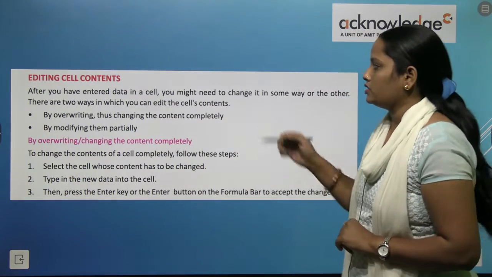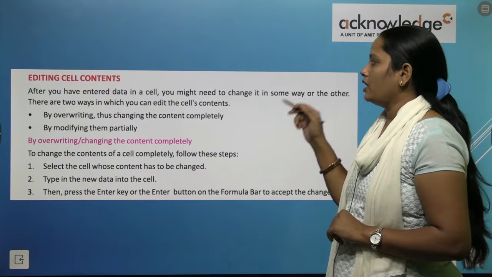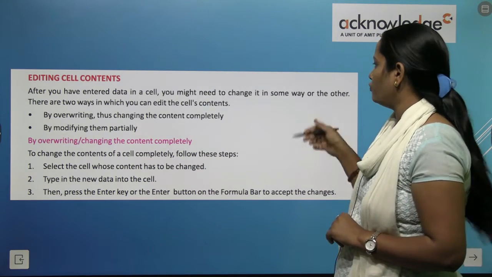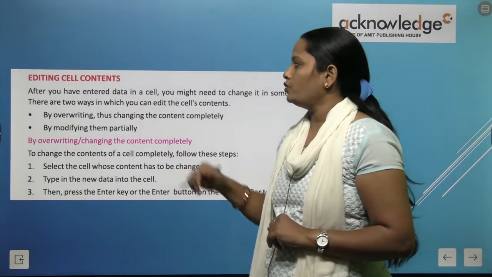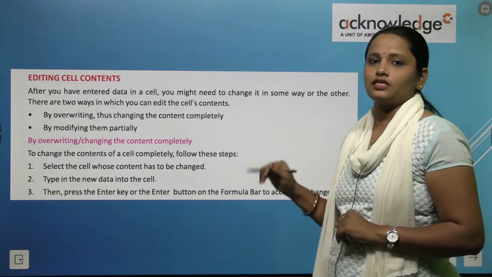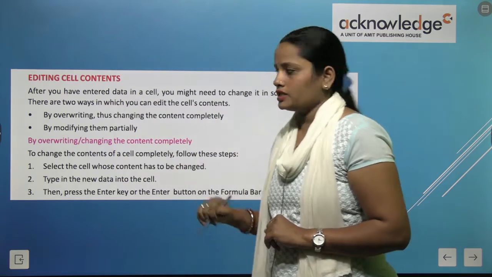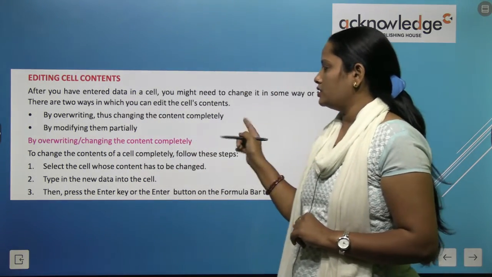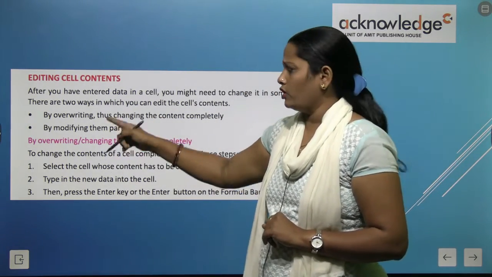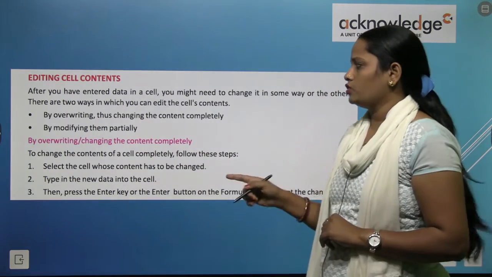After you have entered data into the cell, you might need to change it in some way or the other. There are two ways in which you can edit the cell's content. So there are two ways given. Let's read. First one is by overwriting, thus changing the content completely, or by modifying them partially.